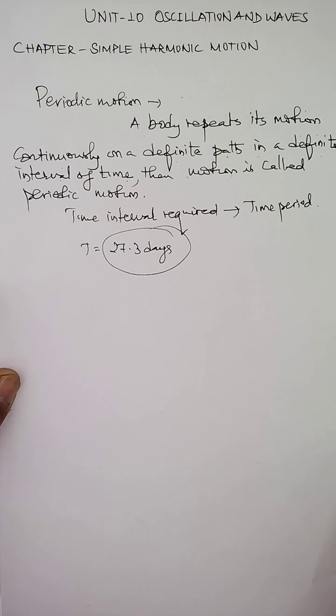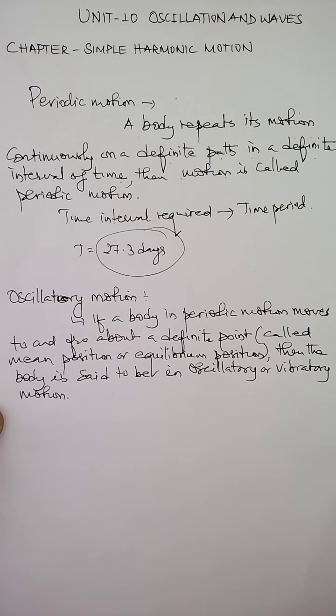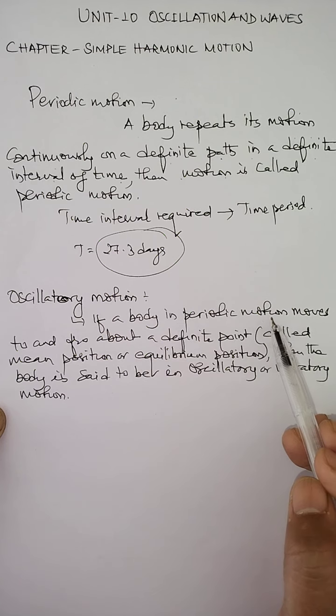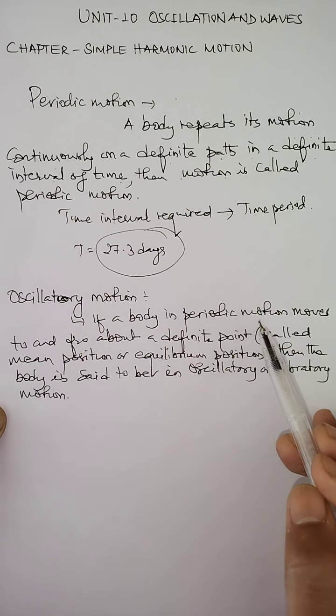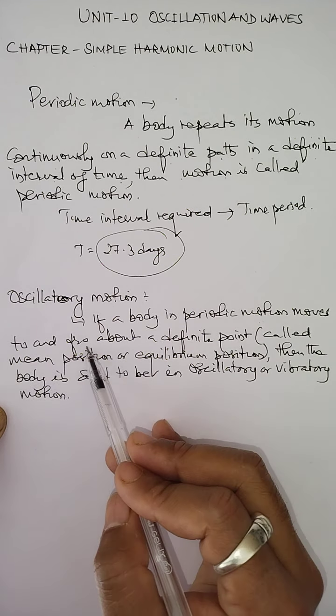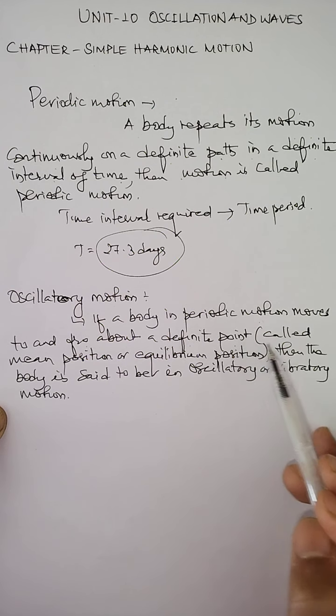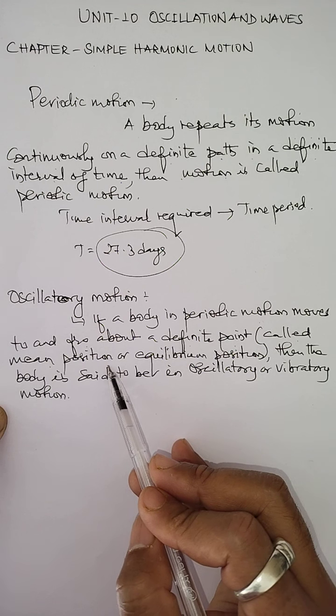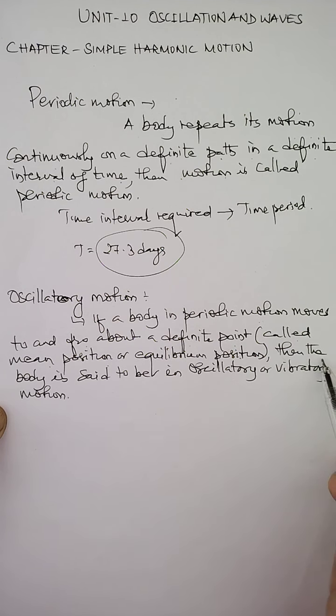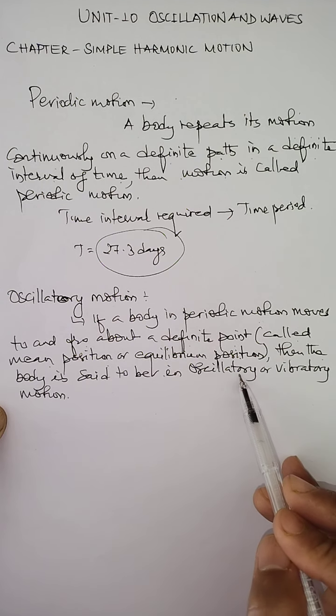Now we have another type of motion which is related to periodic motion. It's called oscillatory motion. Children, you have learned in lower class also what oscillatory motion is. Oscillatory motion simply states that if a body in periodic motion moves to and fro about a definite point, and we call this definite point the mean position, also called the equilibrium position, then the body is said to be in oscillatory motion.